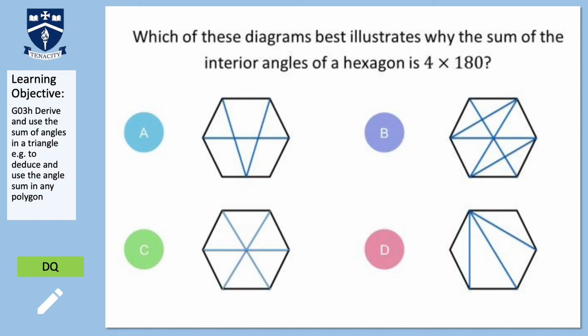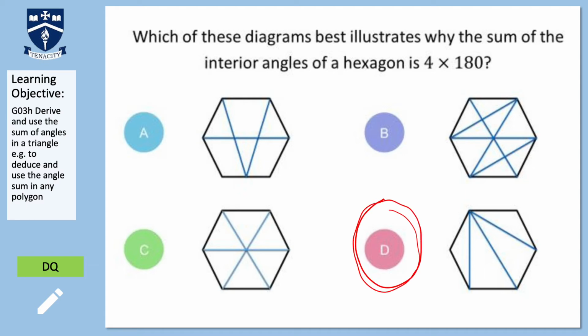Okay, have a look at the diagnostic style question on the screen, and once you have answered the question, come back to the video. It says, which of these diagrams best illustrates why the sum of interior angles in a hexagon is 4 times 180? So the answer would be D.